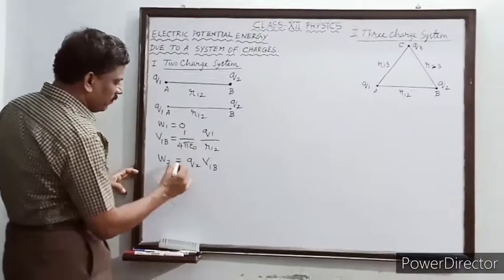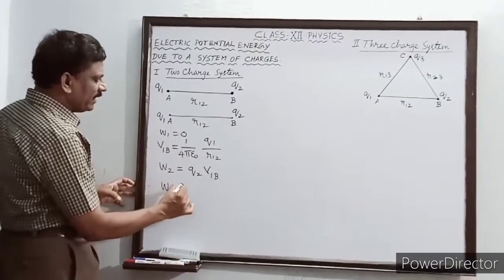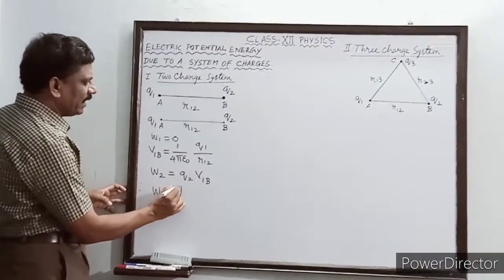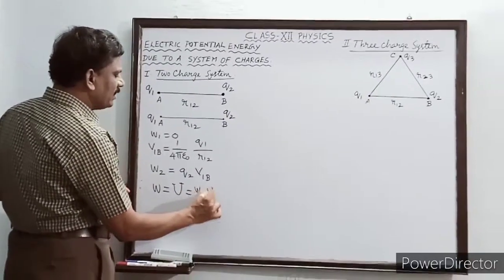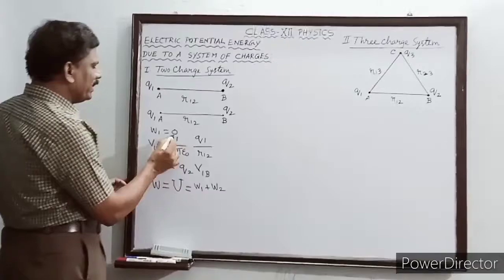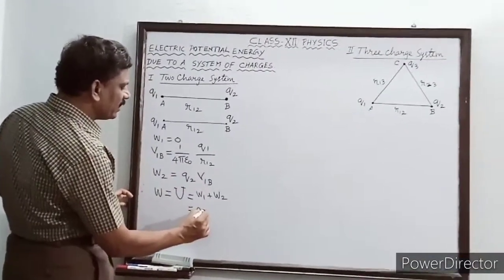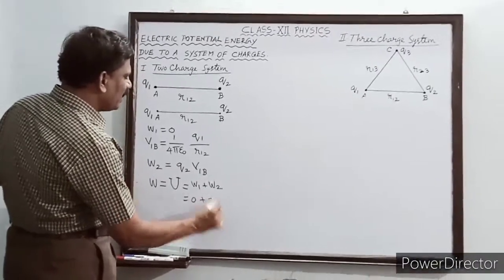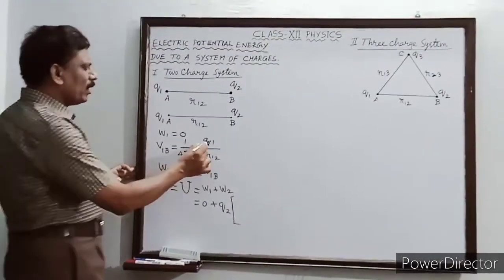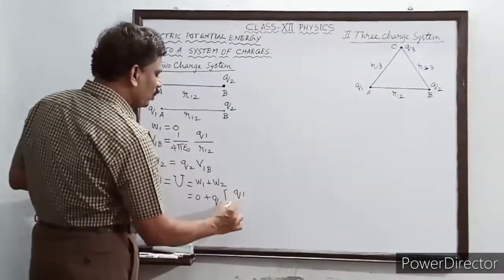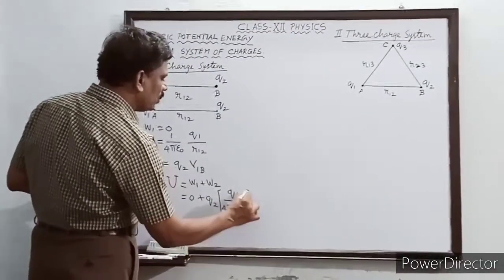Therefore, the total work done, which is equal to the potential energy of the system, epsilon, is equal to W1 plus W2. W1 is 0 and W2 is Q2 times V1B. So this is equal to 0 plus Q2 times V1B. Instead of V1B, I am going to substitute Q1 divided by 4 pi epsilon naught into R12.